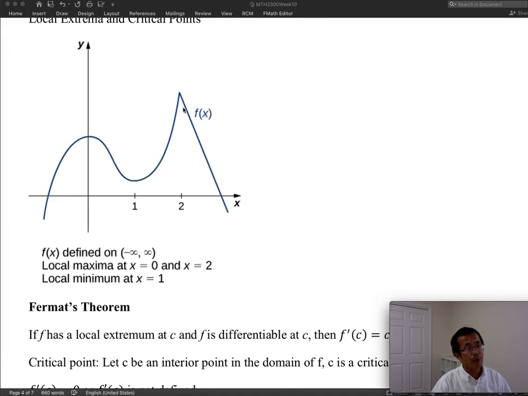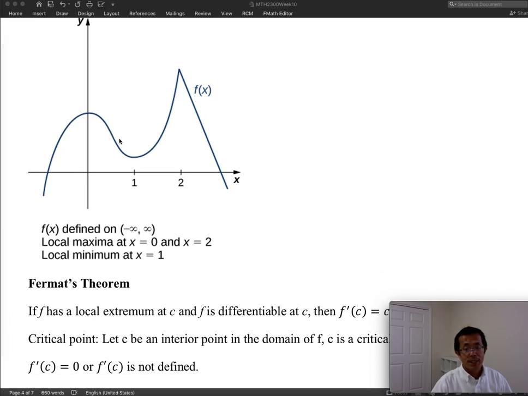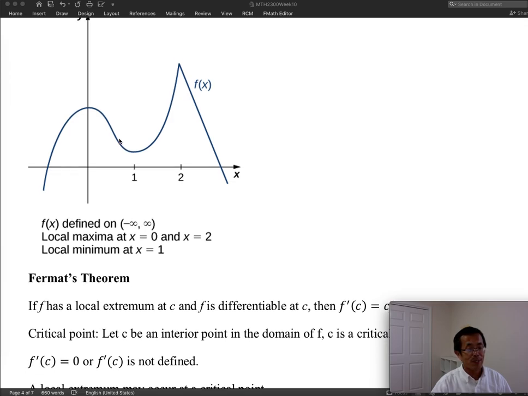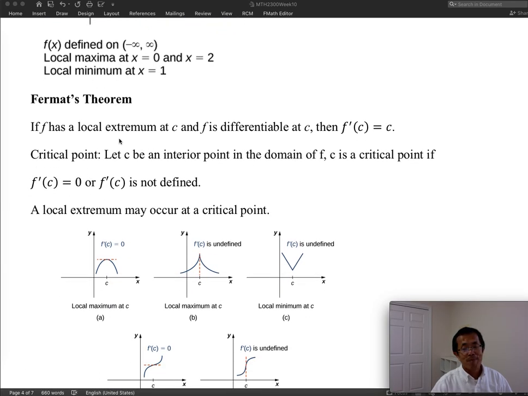One thing you may want to know: a local minimum is not necessarily the smallest value, and a local maximum is not necessarily the biggest value of the function. That's the concept of local maximums and local minimums. Mostly in this discussion, we are going to focus on absolute maximums and absolute minimums, and we will explain that in a moment. But before we get to the absolute concept, let's talk about Fermat's theorem, which is about where we can possibly get a local maximum or local minimum.